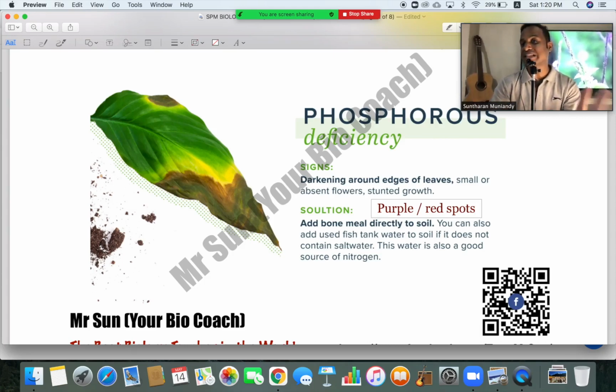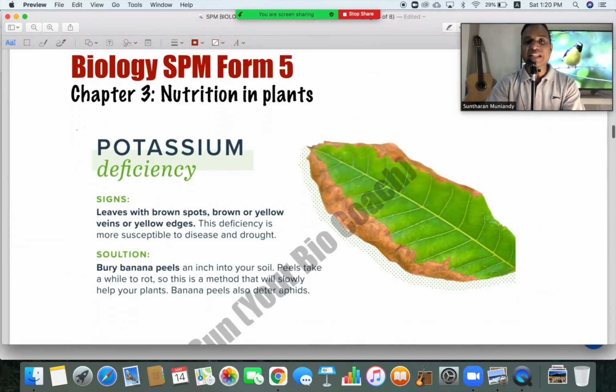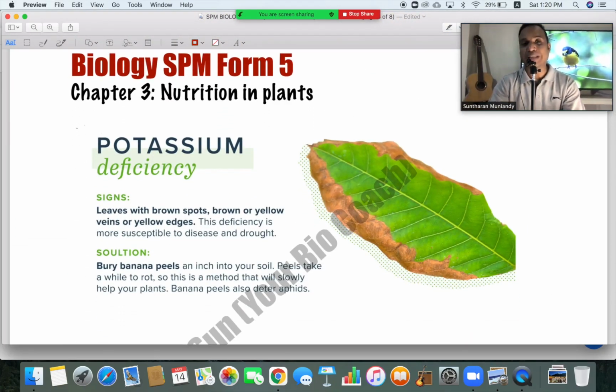So phosphorus, this is the deficiency. Phosphorus, these are the effects on plants. Let's look at the next one. The next one we are looking at is potassium.